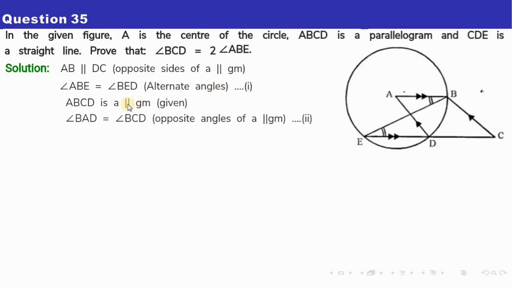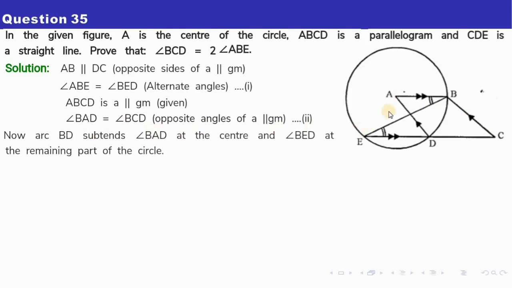Now in this parallelogram ABCD, we know that angle BAD, this angle and this angle, will be equal because they are opposite angles of a parallelogram. Remember, in a parallelogram the opposite angles are always equal. So BAD is equal to BCD. Now BD is subtending angle BAD at the center, and in the remaining part of the circle, BD is subtending angle BED. So BED will be just half of this. So BAD is double of BED.